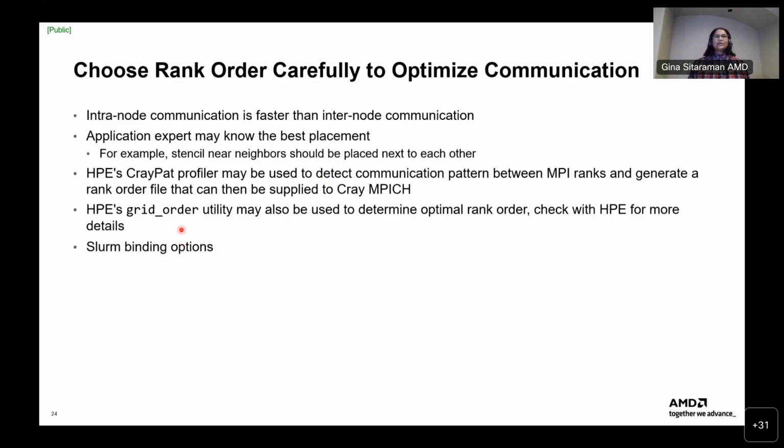What is really nice is that HPE's CrayPat profiler has an option that can be enabled to detect the communication pattern and write out something called a rank order file, which can then be supplied in the next run to Cray MPICH. That way the ordering can be modified according to the communication pattern in your application. This is something you may find interesting to experiment with. HPE also has a grid order utility, but for both these tools, I would recommend that you check with HPE for more details if you're interested. In our examples today, we are going to look at some Slurm binding options.